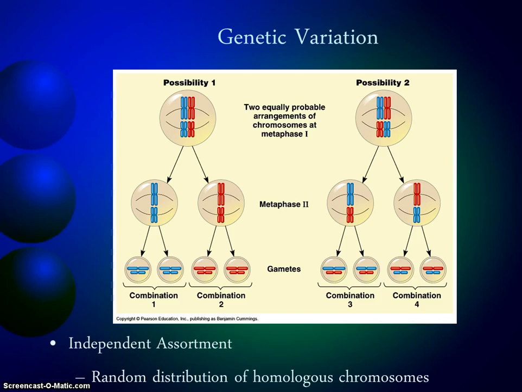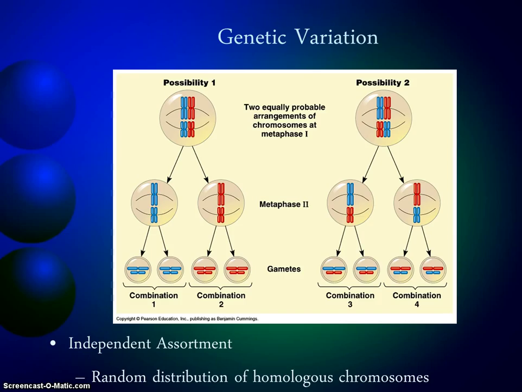The first one is called independent assortment. Now I mentioned when we first started looking at meiosis 1 that in metaphase 1, independent assortment is going to occur, which means that when the chromosomes line up along the middle of the cell, they're going to line up randomly, which means that some of dad's chromosomes are going to line up on one side, some of mom's are going to line up on the other, but it's going to be different.